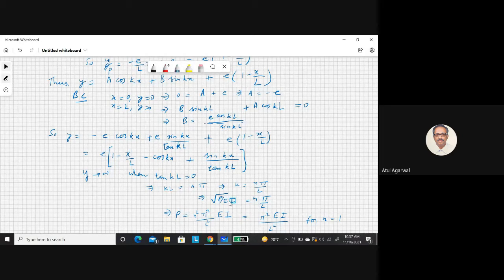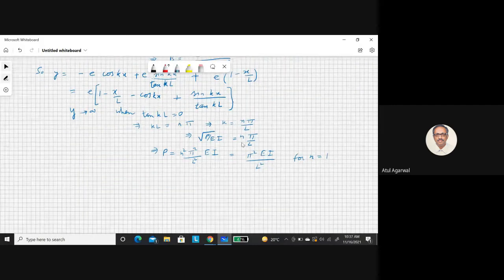K was root P by EI, you use that. So root P by EI is equal to n pi by L. So what becomes your load? Load is equal to n square pi square EI by L square. So pi square EI by L square.